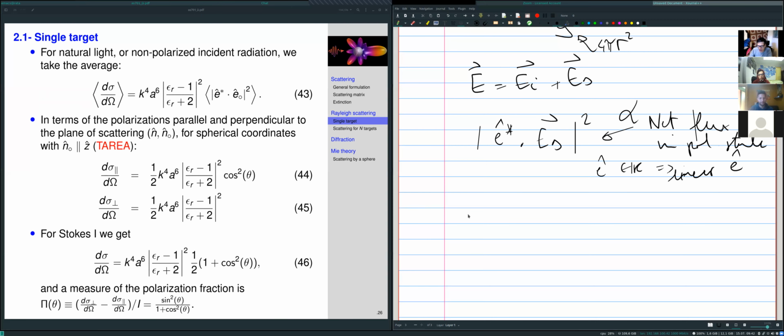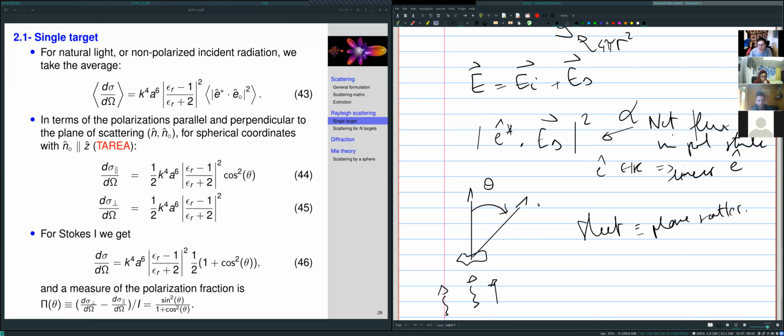So what does this mean exactly? This is what I'm saying here. We have the incident direction. This is the plane of scattering. So we have theta here. We imagine that the sheet is the plane of scattering. So this was the incident radiation here. This is the obstacle. So that would be E perpendicular, and that one would be parallel.